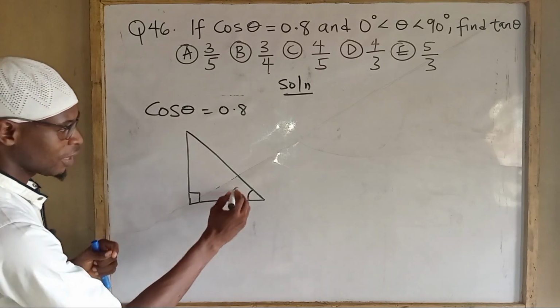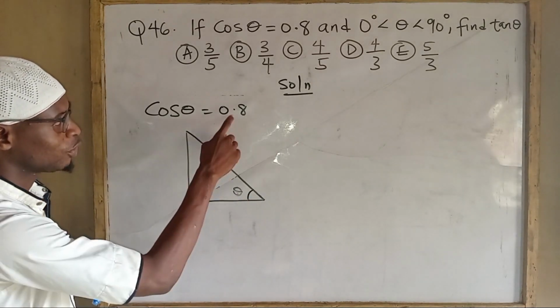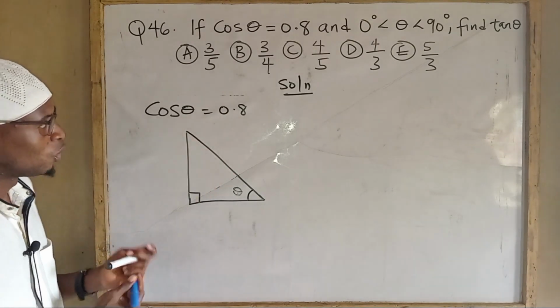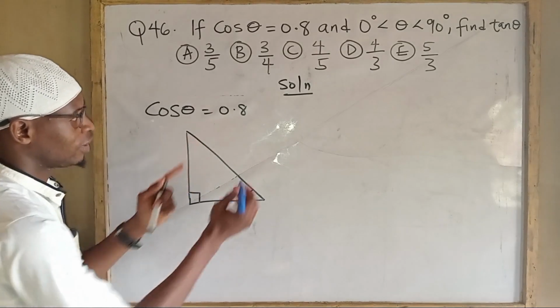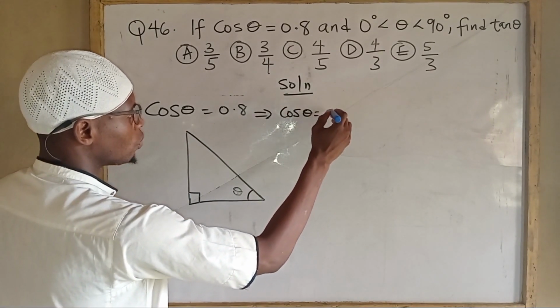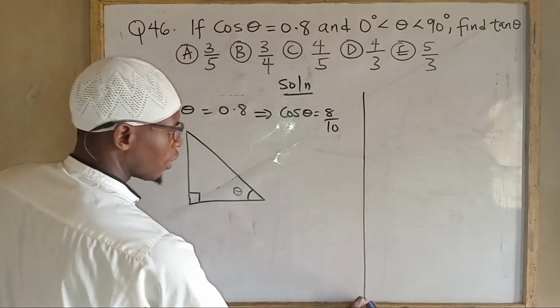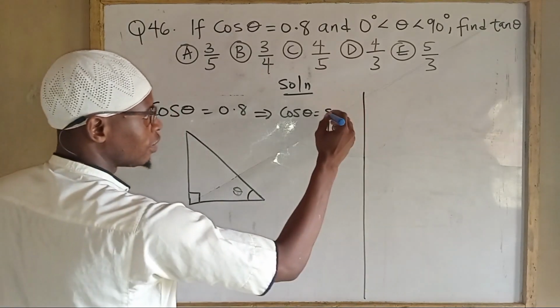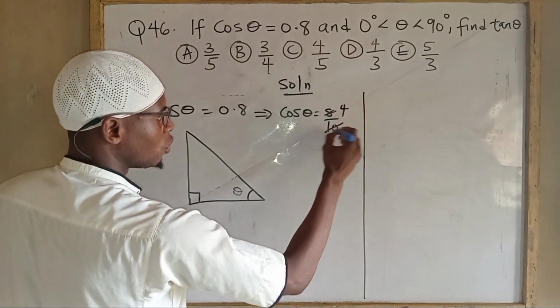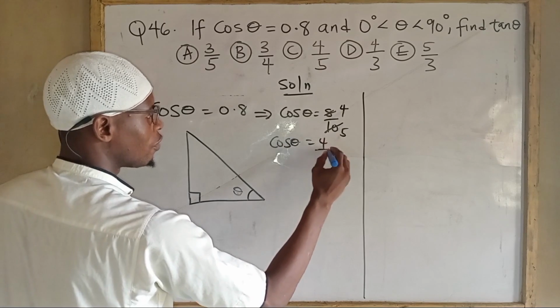Of course, we have theta here already, but we need this value to be in fraction, not in decimal. So this is the same thing as saying cos theta is equal to 8 divided by 10. Don't forget that. Okay? So I can still simplify this by saying 2 here 4, 2 here 5. So I'm having cos theta is equal to 4 over 5.